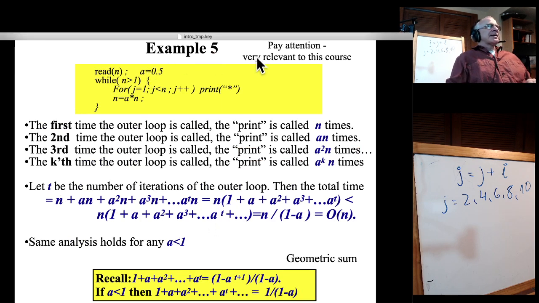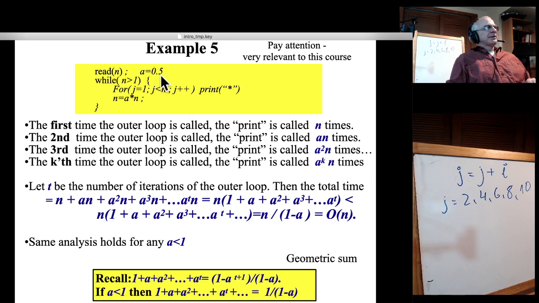Pay attention to this example because many pieces of this course, and many questions in the homework and the exam, are all modifying or looking at a variant of this example. So look at this code.